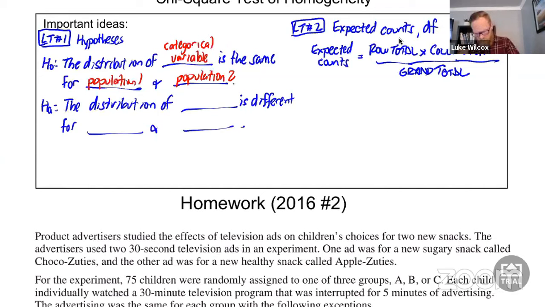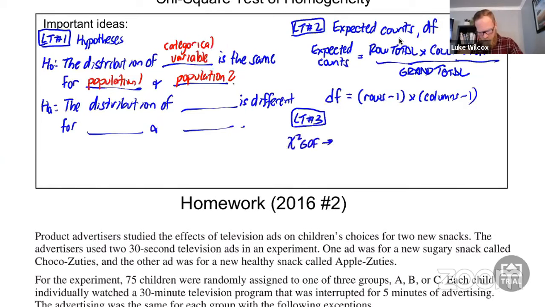And then you're going to divide by what I call the grand total or the table total. And then the other formula that we uncovered was the formula for degrees of freedom when you have a two-way table. It's just the number of rows minus 1 times the number of columns minus 1. And then the last learning target really was the 4-step significance test. And all I'm going to mention here in the important ideas is the big difference between the chi-squared goodness of fit test and the chi-squared test for homogeneity.